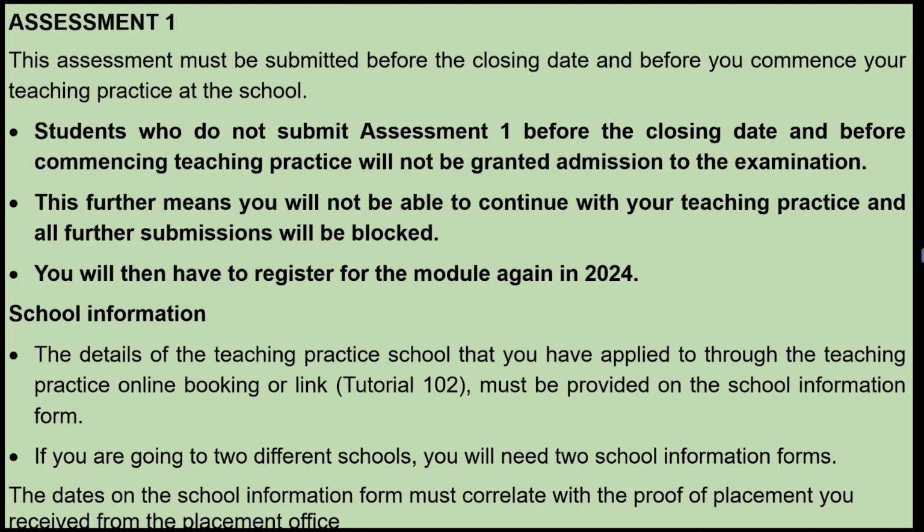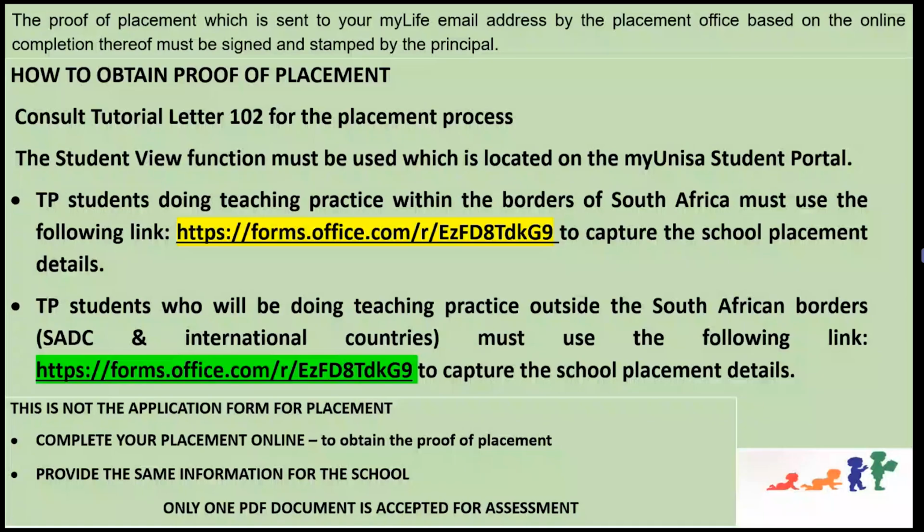In order for you to obtain your proof of placement, please consult your tutorial letter 102 again for the entire placement process. There is a process for you to obtain that placement form. You also have the student view function, which you are encouraged to use on the myUNISA student portal. Please make use of that view function, as it will also guide you on how to go about following the entire placement process.